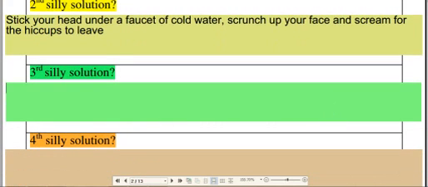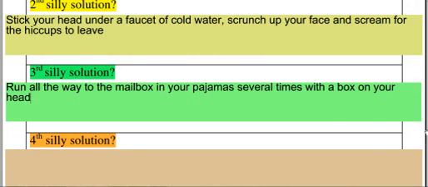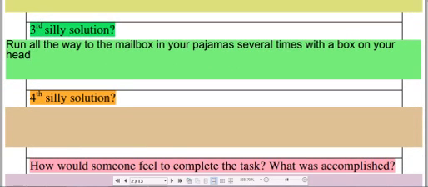Okay, third silly solution. Let's do something like run all the way to the mailbox in your pajamas several times with a box on your head. And remember, these are not meant to actually work.